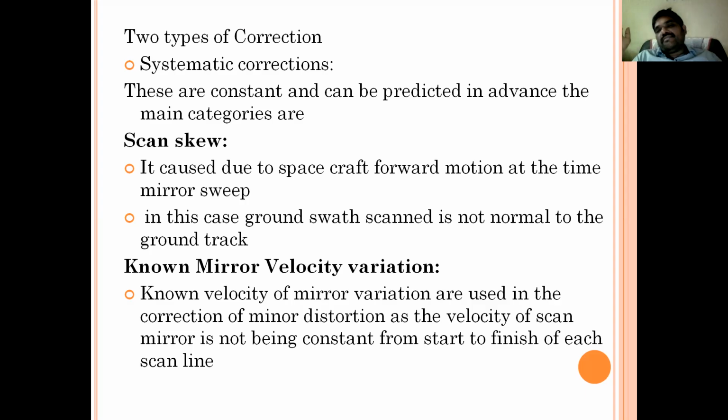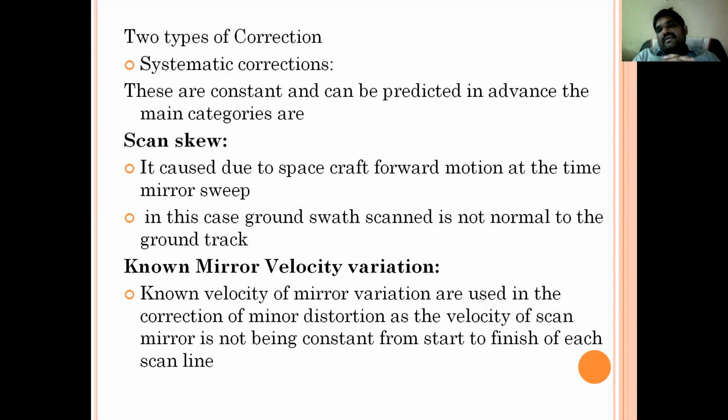by dividing them into two categories: systematic corrections. There we have seen two categories. One is scan skew and non-mirror velocity variations. In scan skew, because of the forward motion of the spacecraft, the scan line is not matched to the exact ground track. Because of the difference, those flaws may occur. In non-mirror velocity variations, you must know the mirrors are not at a constant rate from starting to ending while scanning. If I know the mirror velocity, if anything is wrong, I can easily estimate how the scan was taken at the time of acquisition of the image.